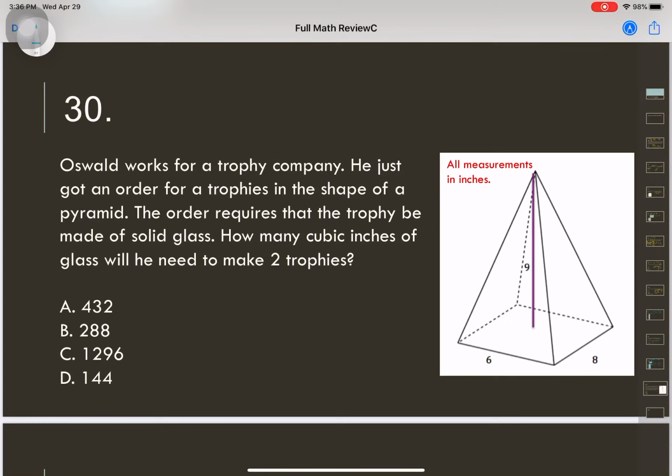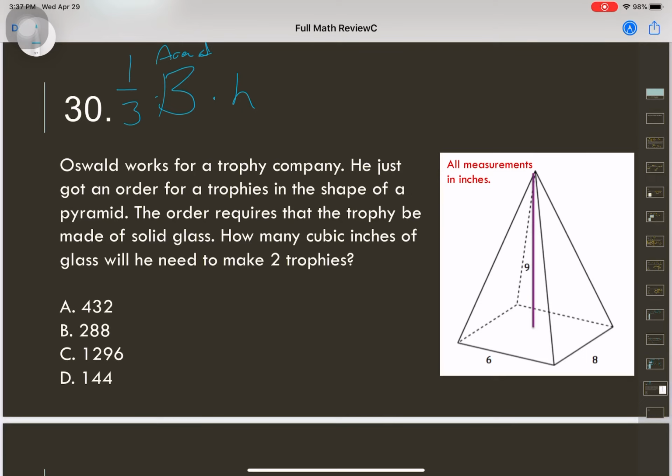So the formula for a pyramid is the area of the base. I've lost my area of pyramid all of a sudden. Sorry, let's look it up real quick here. Let's see, this is embarrassing. Area of a pyramid. No, volume of a pyramid. I'm sorry, it's volume of a pyramid. And that formula is 1/3 times the area of the base times the height. That's what it is. I need to get it right in a second here.